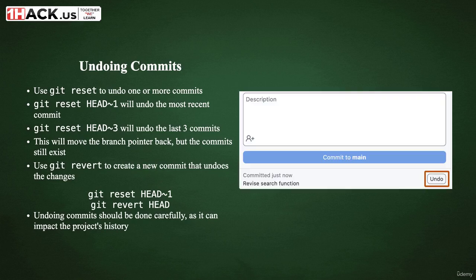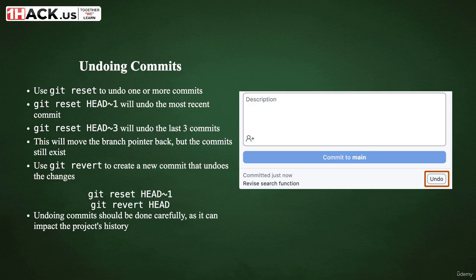In addition to amending commits, Git also provides a way to undo commits. This can be done using the git reset command. The git reset command allows you to undo one or more commits. For example, git reset HEAD~1 will undo the most recent commit, while git reset HEAD~3 will undo the last 3 commits. It's important to note that when you use git reset, it doesn't actually delete the commits. Instead, it moves the branch pointer back to the specified commit, effectively undoing the changes. The commits still exist in the repository's history, but they are no longer part of the current branch.